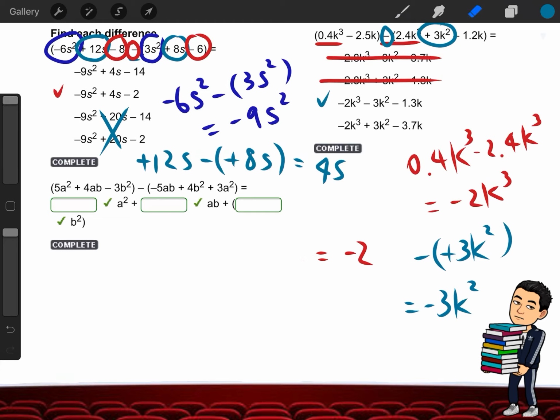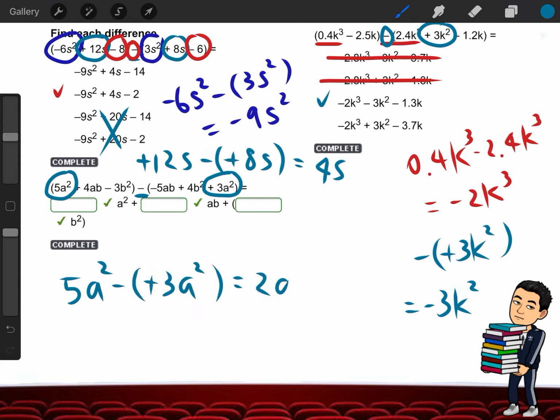Okay, let me erase this. I'm going to do the next one. You're going to have to combine the like terms again. So 5a squared, you're going to combine with 3a squared. It's a subtraction in the middle of the two polynomials. So you're going to put 5a squared subtracting positive 3a squared. That's going to be 2a squared. So for the first one, you're going to put 2 in there.